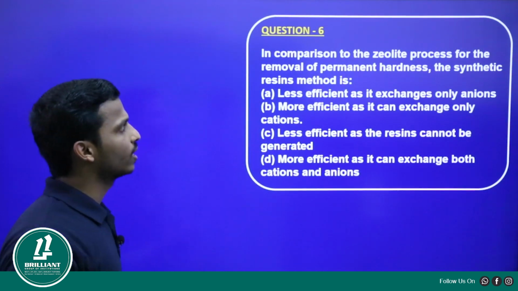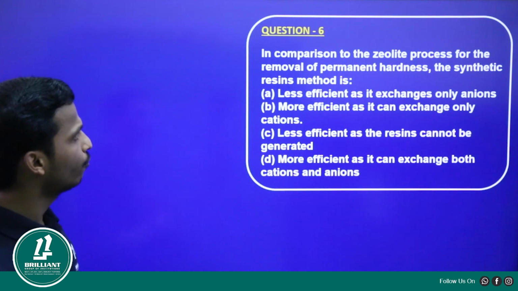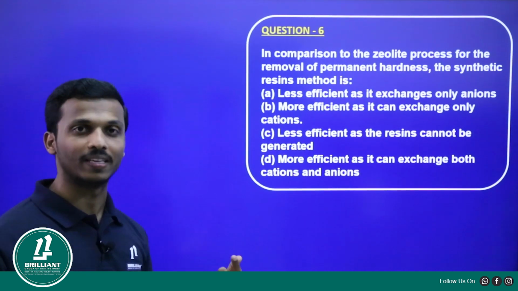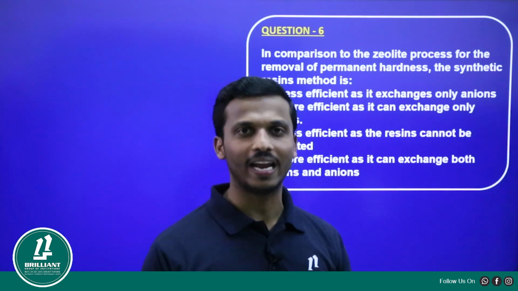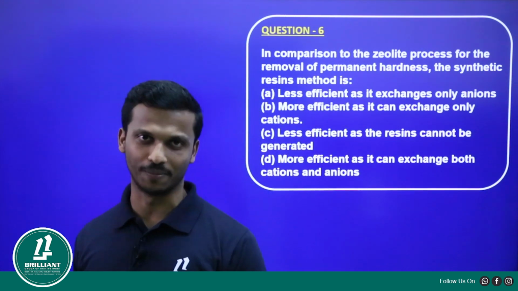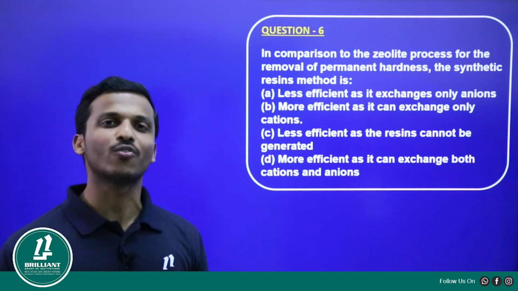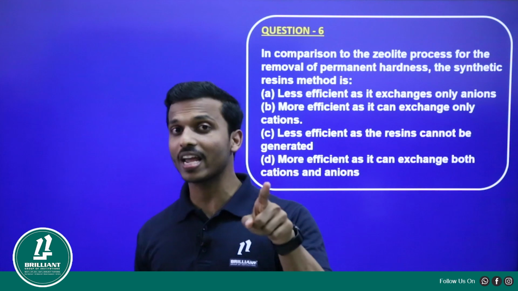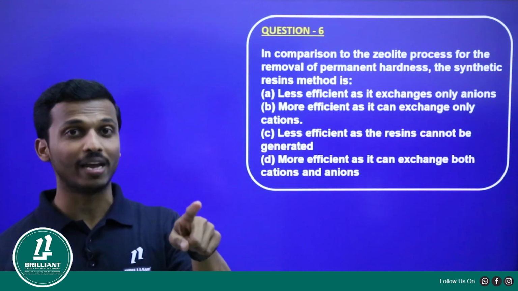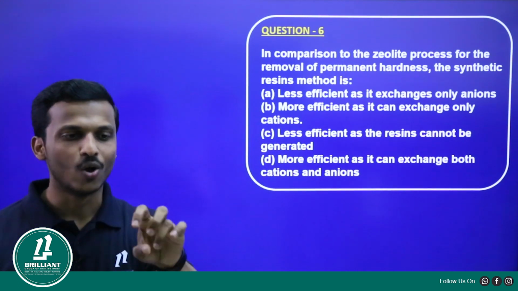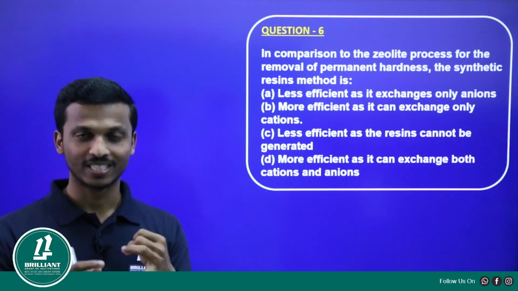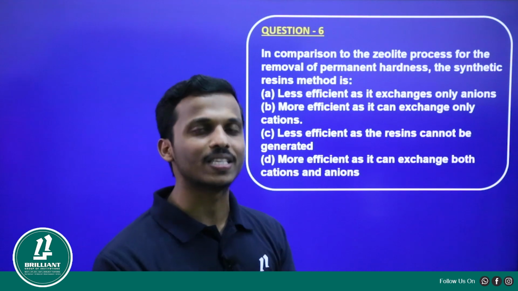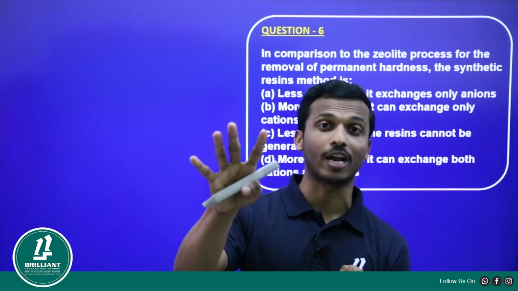In comparison to the zeolite process for the removal of permanent hardness, the synthetic resin method, that we studied in grade 11, the chapter hydrogen. There are two types of hardness of water, right? Temporary hardness and permanent hardness. Temporary hardness is removed mainly by two methods. What are the two methods? One is by boiling, second is by Clark's method, right? And permanent hardness is removed mainly by 4 methods that we studied.